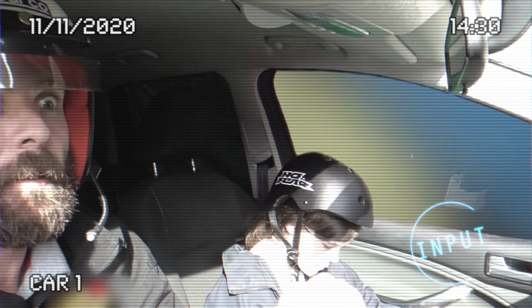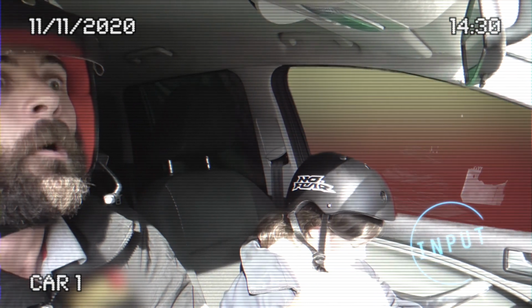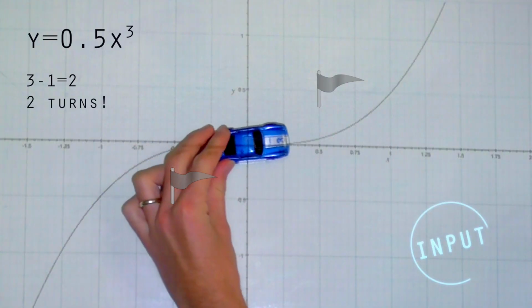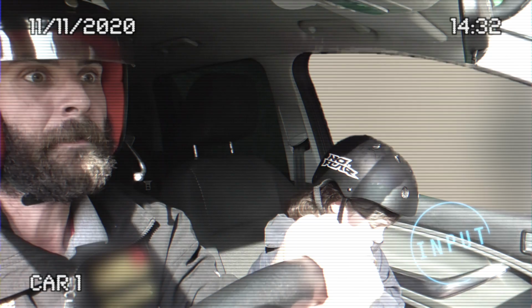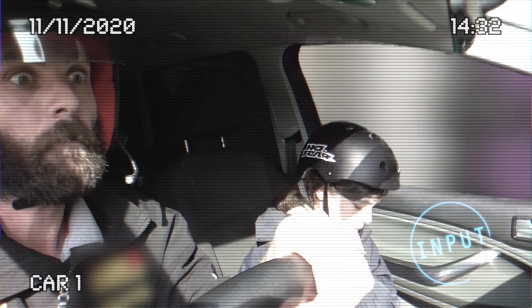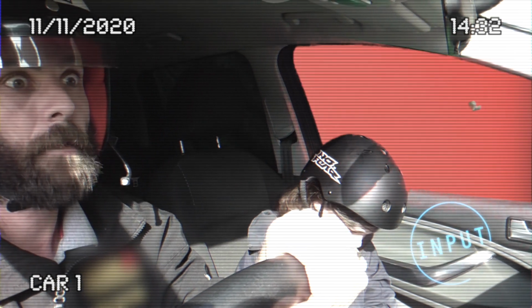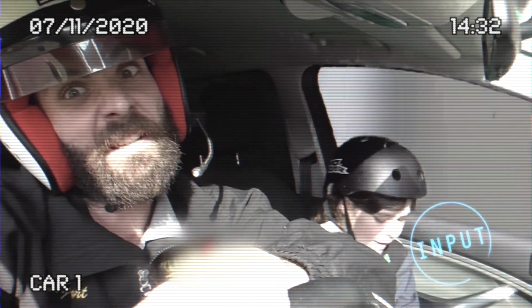Okay, that's cubic, so a high power of 3. That's 2 turns. 2 turns, okay, great. Last one. It's quadratic. Oh, quadratic. I can do this. That means x squared, so a high power of 2, so 2 turns. No, not 2! Oh dear, too late.